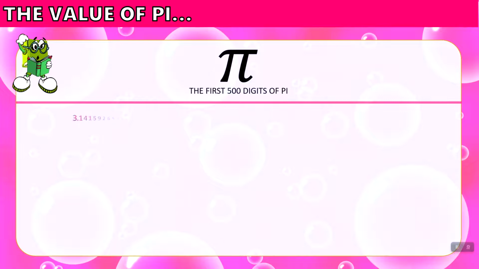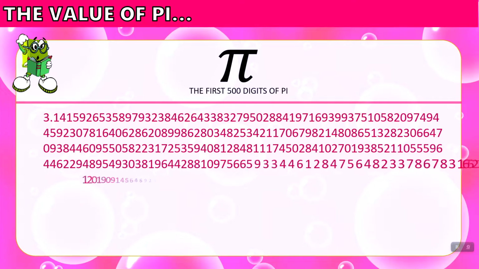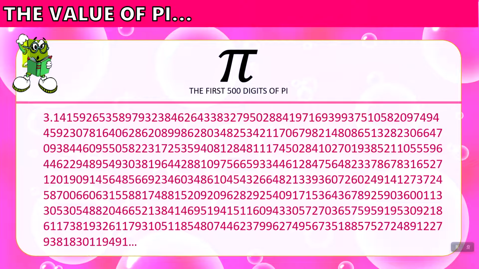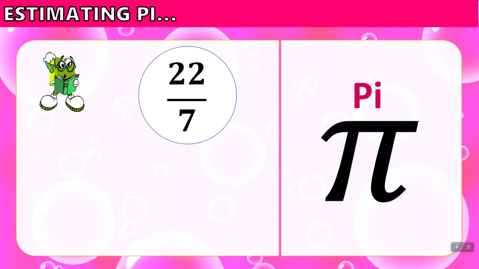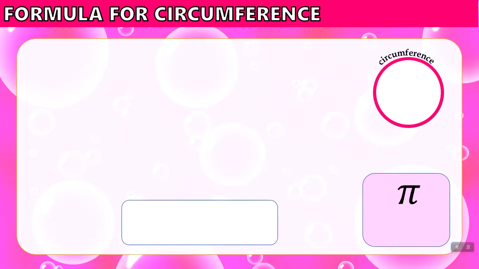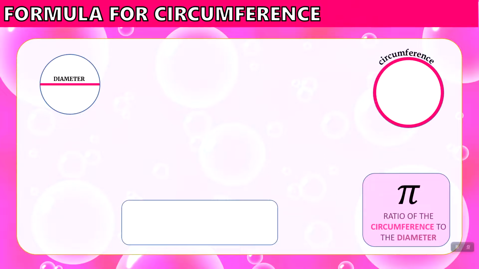Just in case you don't believe me, here are the first 500 digits of pi. And as a matter of fact, computers have been used to generate millions of digits of pi, and they have not stopped yet. And so we remember that pi is a ratio of the circumference to the diameter. It is estimated at 22/7, but it is often stated as 3.14 or 3.142. So let's take a look now at the formula for the circumference. We know that the circumference is about 3 times as big as the diameter, and we know pi is the ratio of the circumference to the diameter.